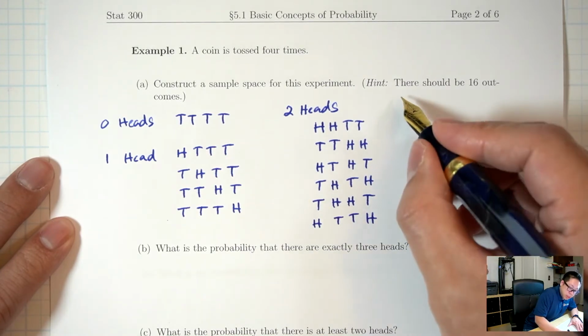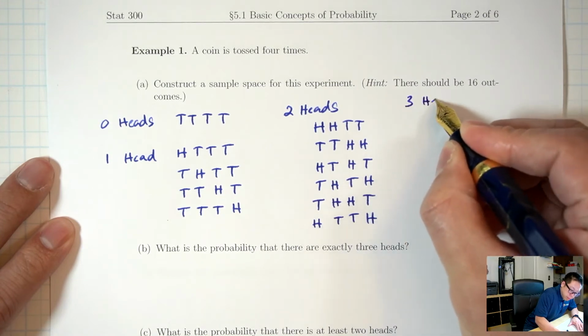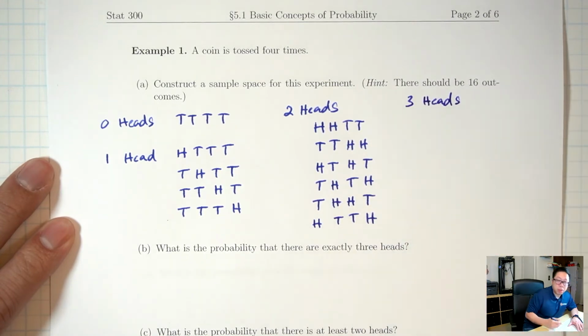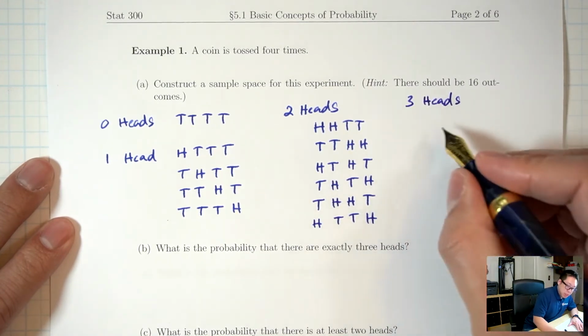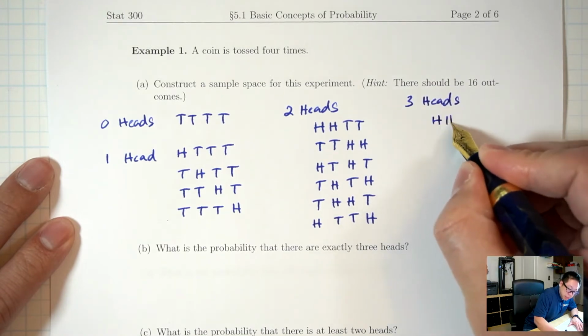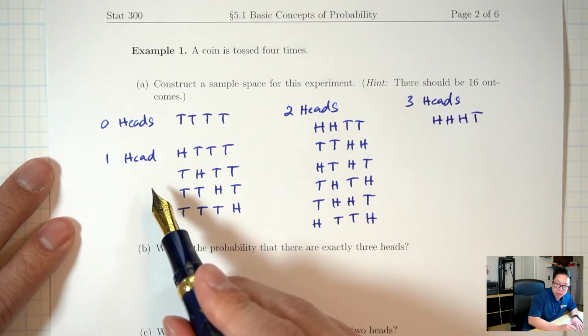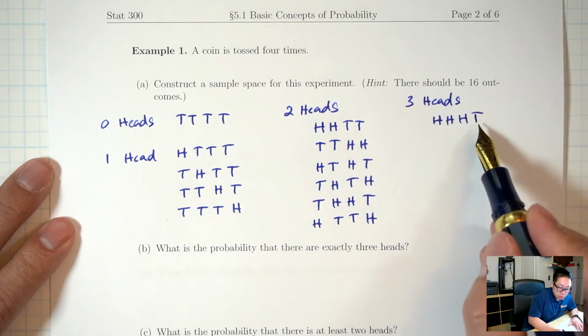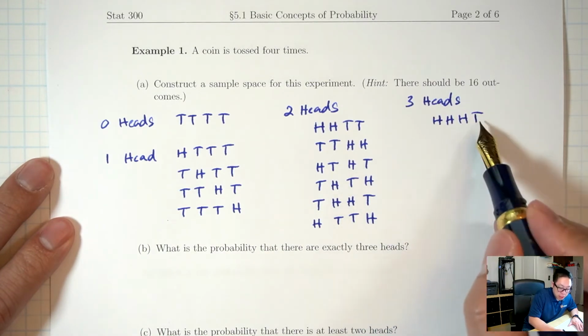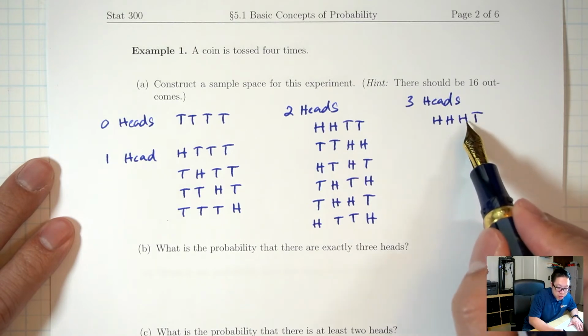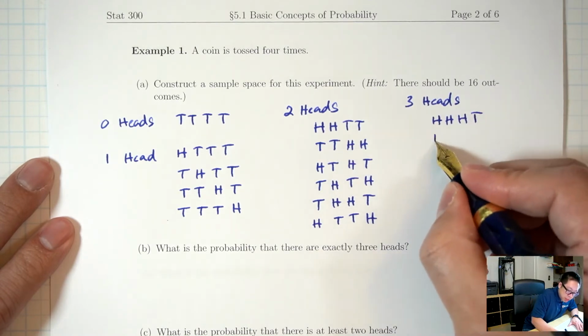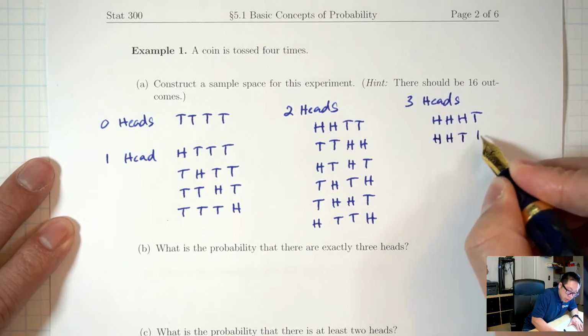Next up will be 3 heads. Okay, what are all the possible ways you can get 3 heads? So you can get heads, heads, heads, tails. What's another way? So this should be similar to the 1 head situation, right? Because this is really just 1 tail. So I'm just going to move the tails to different locations, right? So right now it's in the last spot. I'm going to move it to the 3rd spot. So that'll be heads, heads, tails, heads.